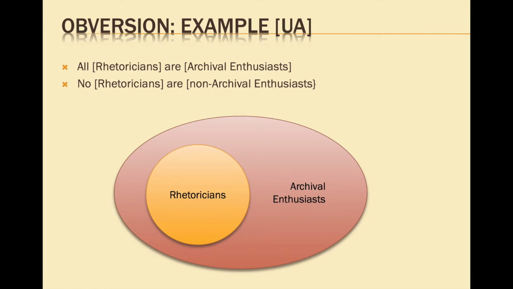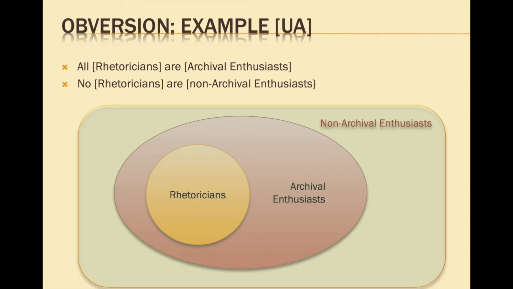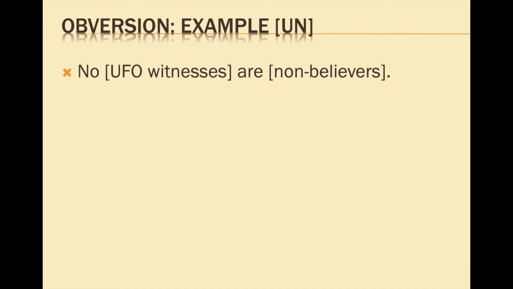So take a look at this obverted statement. No rhetoricians are non-archival enthusiasts. You can see the whole category of rhetoricians here in the yellow circle. And of course, none of them are in the group of non-archival enthusiasts, which is entirely outside of the class of archival enthusiasts. And so we know then that we've got a correct logically equivalent statement because our Venn diagram remains exactly the same. So that's obversion.